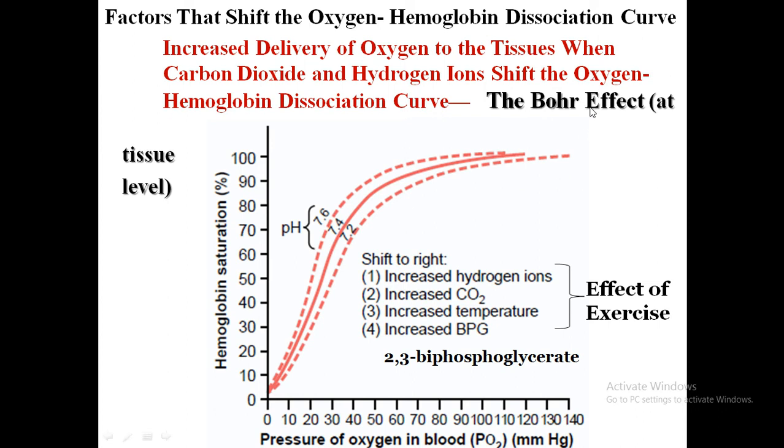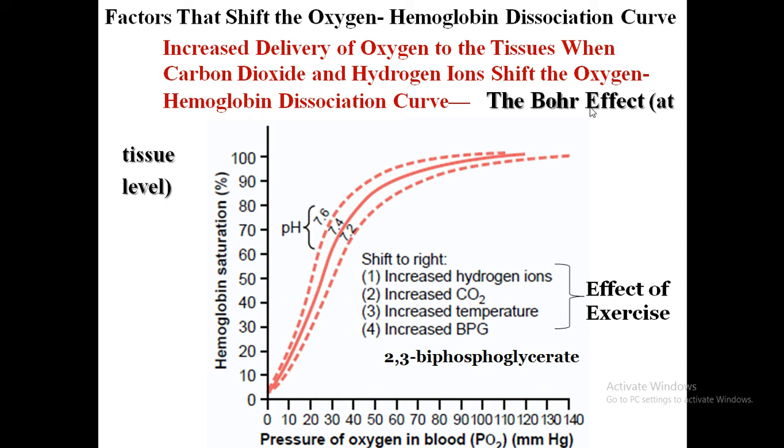What is that? As the blood passes through the tissues, carbon dioxide diffuses from the tissue cells into the blood. This increases the blood carbon dioxide concentration, which in turn raises the blood carbonic acid and the hydrogen ion concentration. These effects shift the oxygen-hemoglobin dissociation curve to the right and downward, forcing oxygen away from the hemoglobin and therefore delivering increased amounts of oxygen to the tissues.